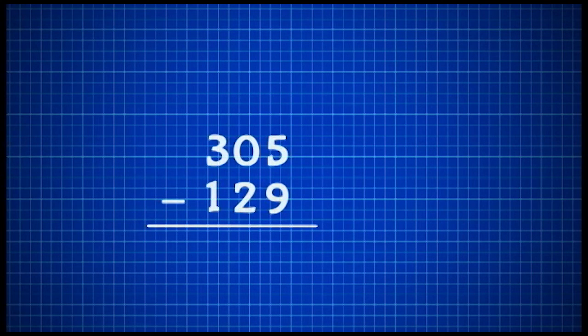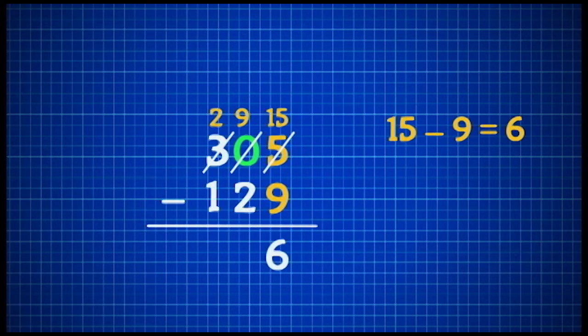We move on to the next example. 305 minus 129. We look at the ones place first as usual. Now 5 cannot be minus by 9, so we should borrow 1 10 from the tens place. However, there's only 0 on the tens place, so what we should do? We borrow 1 10 from the hundreds place, and we borrow again to the ones place 1 10, so we get 15. 15 minus 9 is equal to 6.